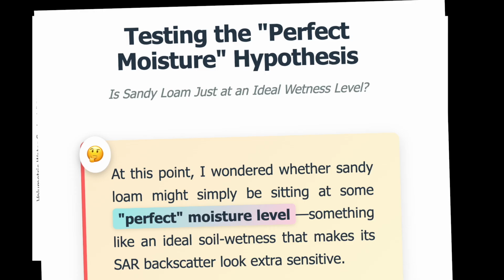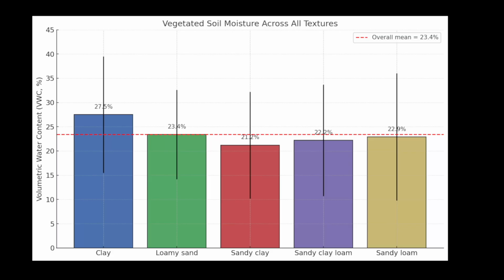After seeing that Sandy Loam was a special performer, I wondered whether Sandy Loam might simply be sitting at some perfect soil moisture level, something like ideal soil wetness that makes the SAR backscatter look extra sensitive. To test that, I took only the vegetated plots for each soil texture and calculated the average field measured soil moisture and its standard deviation. And the result is what you see here. The clay is 27.5, loamy sand is 23.4, and everything is around 25%. We don't see that Sandy Loam is occupying some special soil moisture zone that could explain why it stands out. Its moisture distribution is just as broad and centered at the same level as other soils. So the Sandy Loam performance cannot be explained by some perfect soil moisture level. It's not explained by leaf area index or the bare soil.